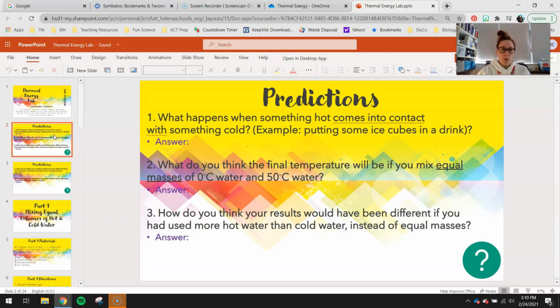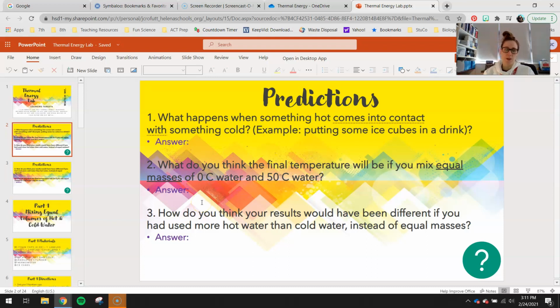All right, question 2 refers to part 2 of the lab. What do you think the final temperature would be if you mixed equal masses of 0 degrees Celsius water and 50 degrees Celsius water? In the lab, you're going to be doing something similar, but you won't exactly have 0 and 50. So what do you think that final temperature would be if you were to mix those two amounts of water that are equal to each other, that are 0 and 50 degrees?